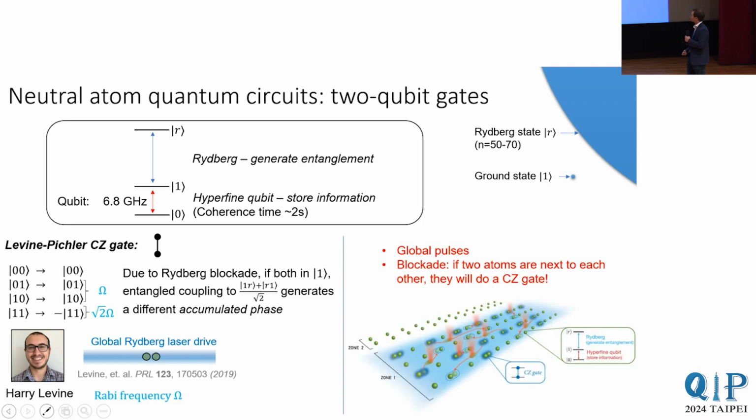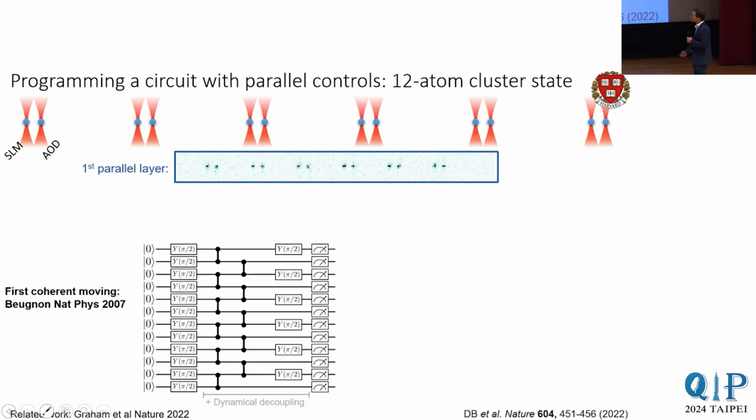And this now allows us to start programming quantum circuits where we put atoms next to each other, pulse this global laser, and if they're next to each other, they entangle. If they're not next to each other, they don't entangle. And the first quantum circuit that we did in this way was making a 1D cluster state where we put all of the atoms in plus, and then we do CZ gates on the links between the qubits.